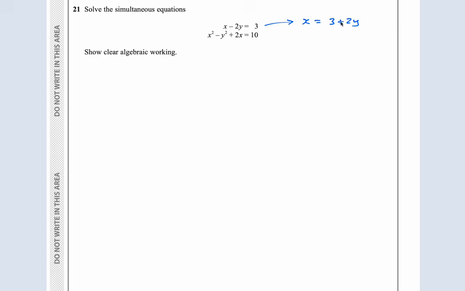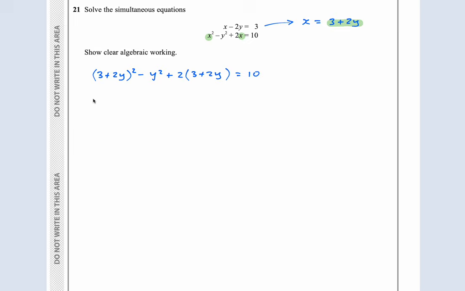Now I can sub this into x. Let me just show you what I'm going to do. I'm going to sub this in there and in there. Okay, so I get x squared, which is now this, (3 plus 2y) squared, minus y squared plus 2 times, now this becomes this, (3 plus 2y), equals 10.